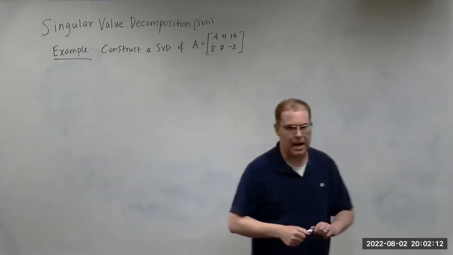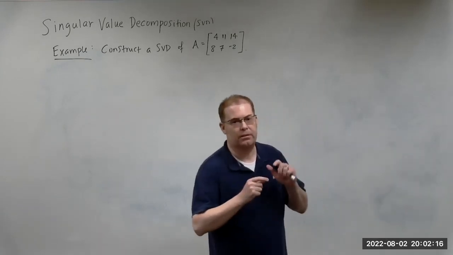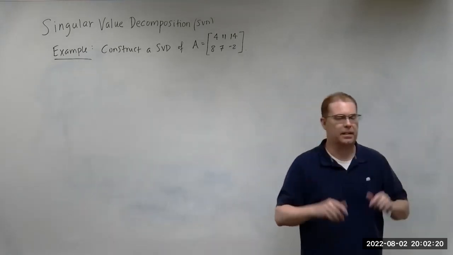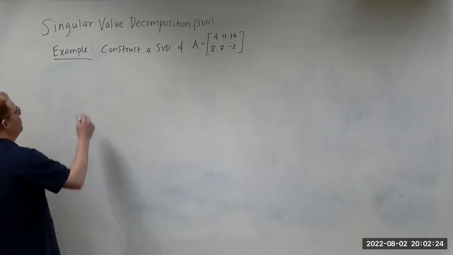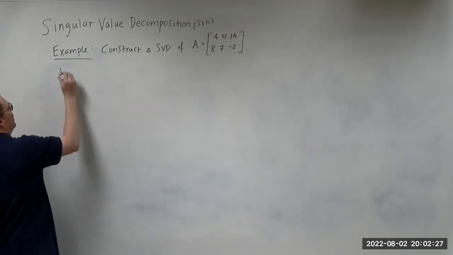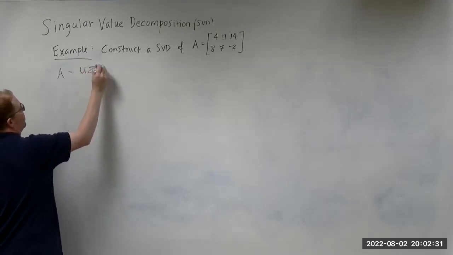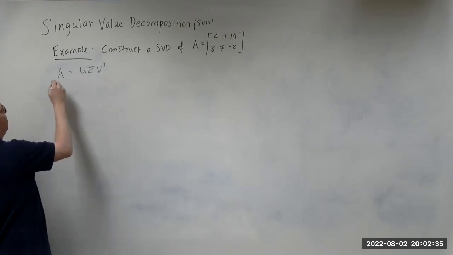A good practice or a good habit, especially when you're doing these type of factorizations, is to do a little bit of size analysis. Okay. What we have here. So there's our matrix A, right? We're trying to find the components, U sigma V transpose. So we know that A is 2 by 3.